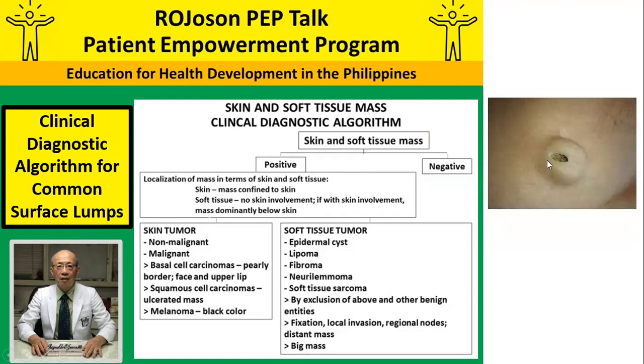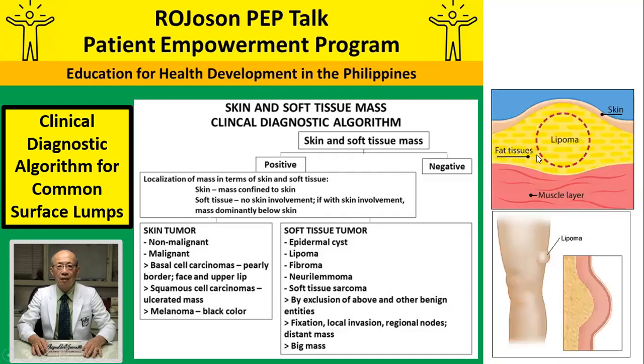Ito naman, may surface lumps, may mata, may punctum. Ito yung epidermal cyst. We have discussed this before. Pag pinisil mo ito, marami mga dead skin lalabas dyan. Ito, lipoma naman, this is another tumor, a tumor arising from the fat. Usually soft, usually gumagalaw.